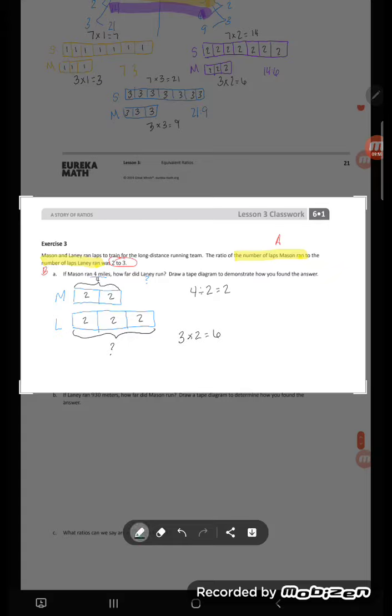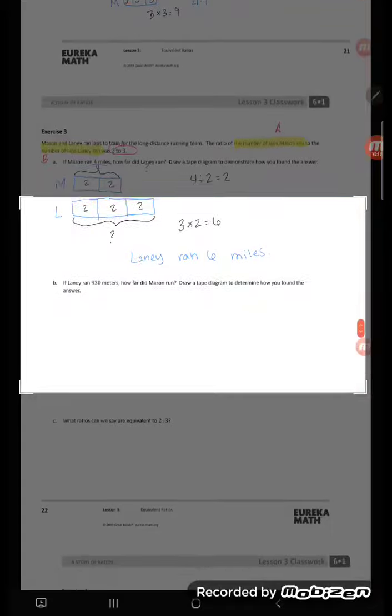So I'm going to write a full sentence to show that I know what's happening. So Lainey ran 6 miles. And that is demonstrated with the tape diagram, like we did in exercise 2. We're just doing the same thing in exercise 3. All right, let's scroll.